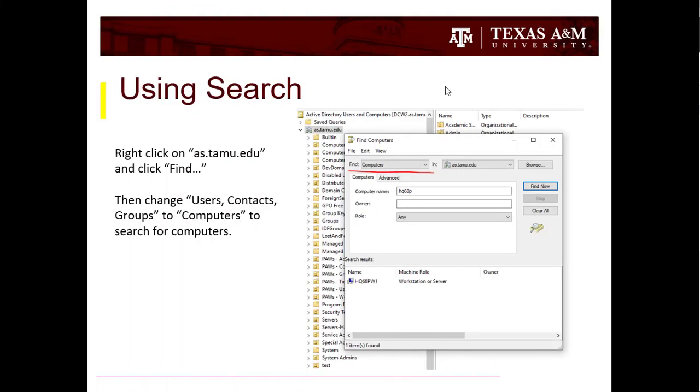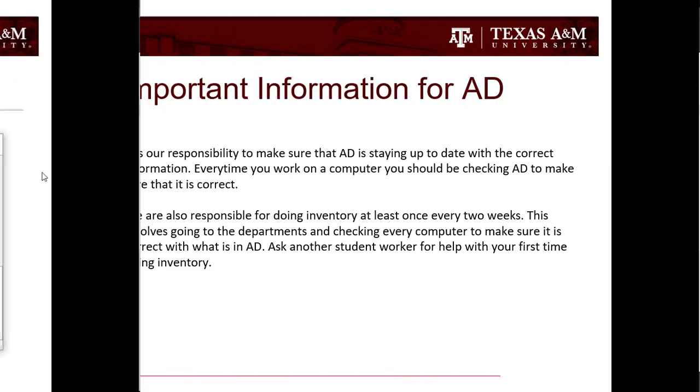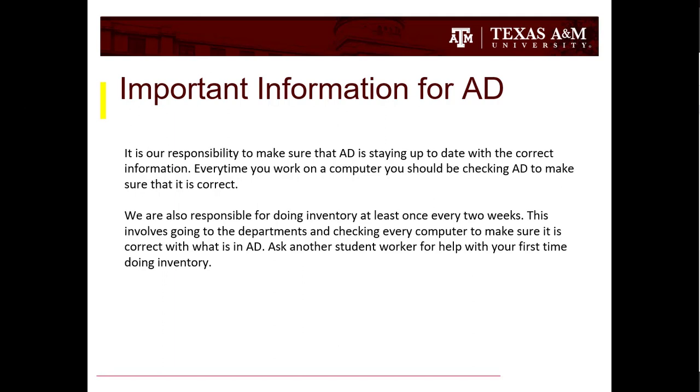To search for a computer in AD, right-click on as.tamu.edu and choose Find. Then change the category here from Users, Contacts, and Groups to Computers. Now you can type any computer name into the field here to find the computer as long as it's in AD. It is very important that we keep AD up to date.